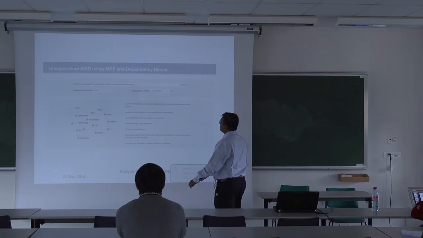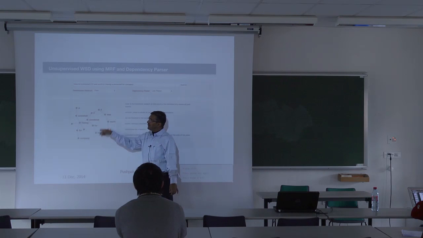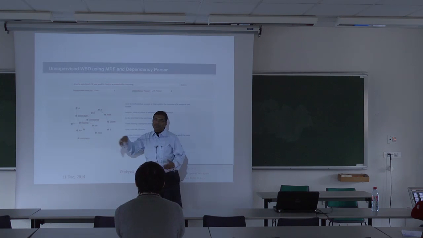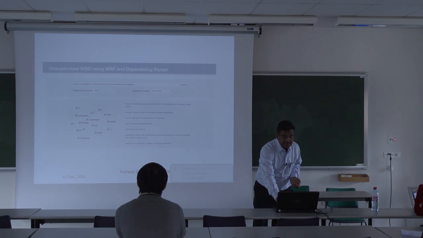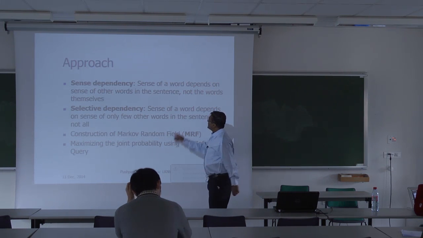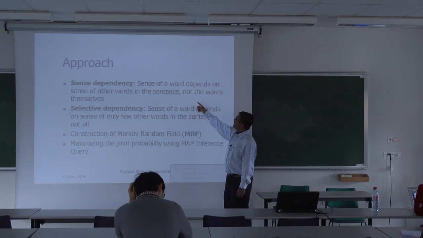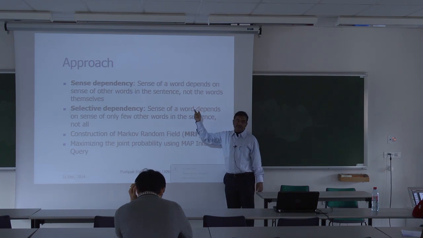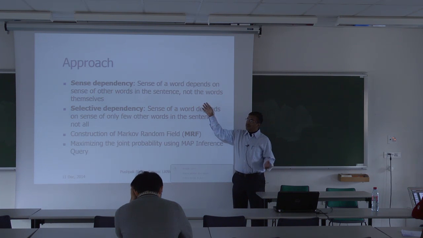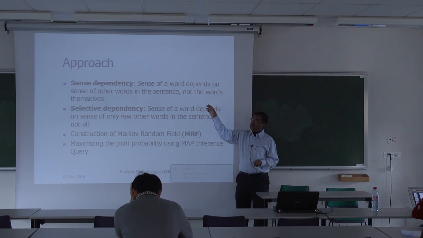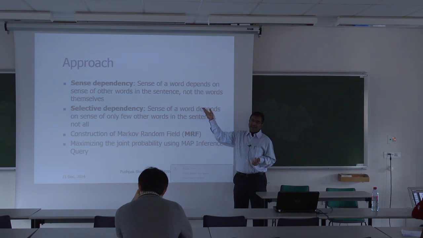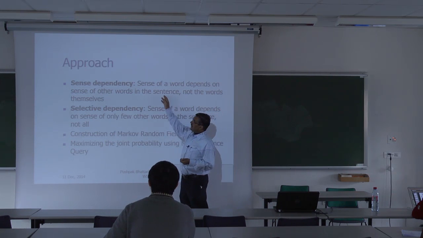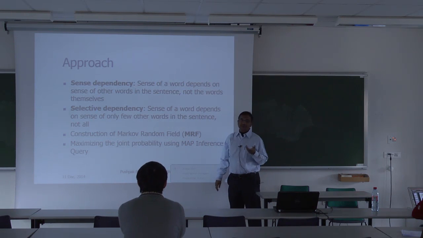And the idea is that given a sentence, we create a Markov random field from the senses in the sentence. The basic approach is as follows. The sense of a word depends on the sense of other words in the sentence and not on the words themselves. The clues come from the words, of course, but we believe that if we look for clues in the sense, that is, we create a graph from the senses of the words, just like in the PageRank algorithm, and make use of that, that is much more useful than working with words.